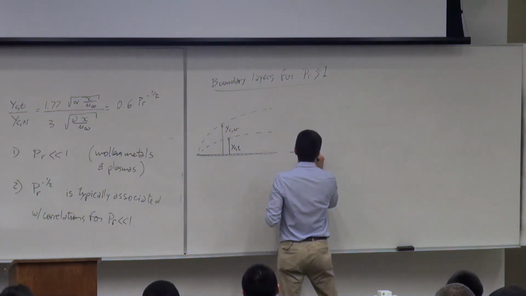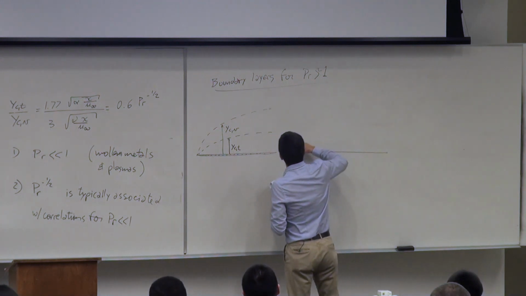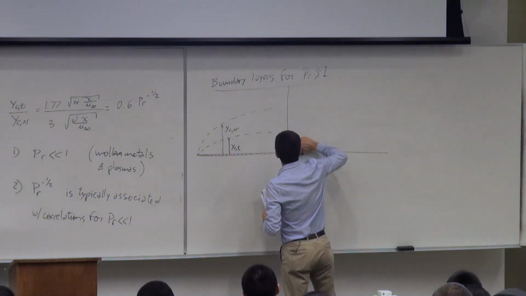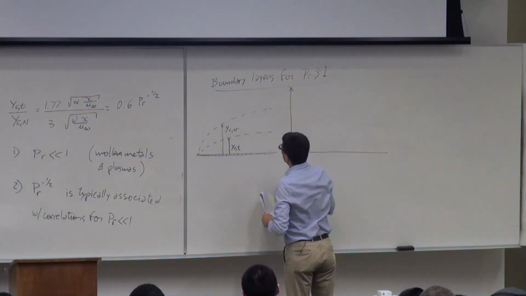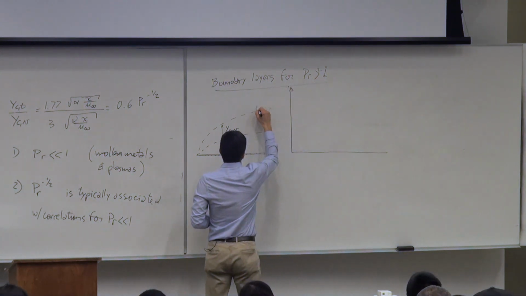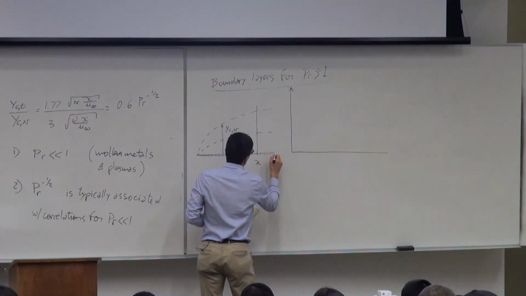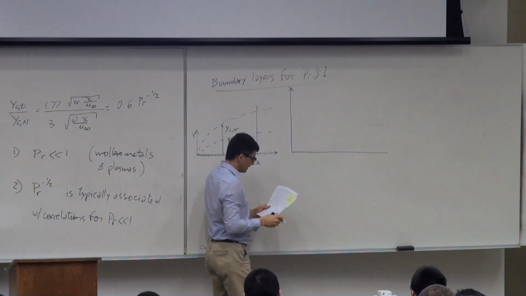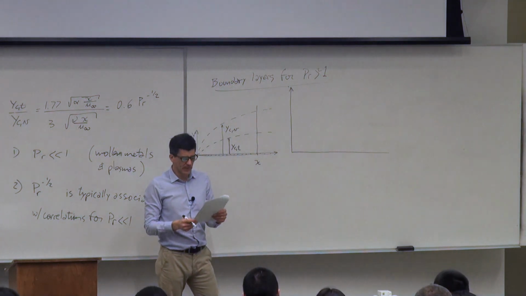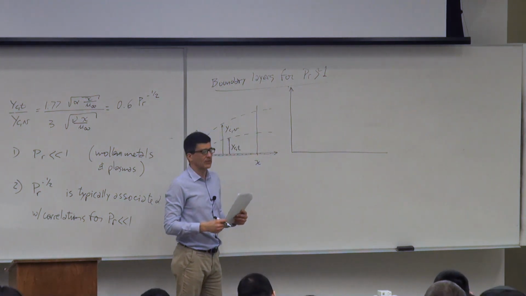Here comes the cool graph. So make room for it. I'll make it straight. All right, so let's pick this point x. This is our x-axis. This is our y-axis. At this point x, I'm going to make the viscous boundary layer.